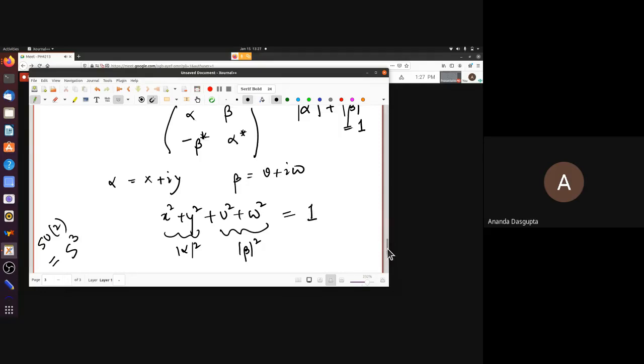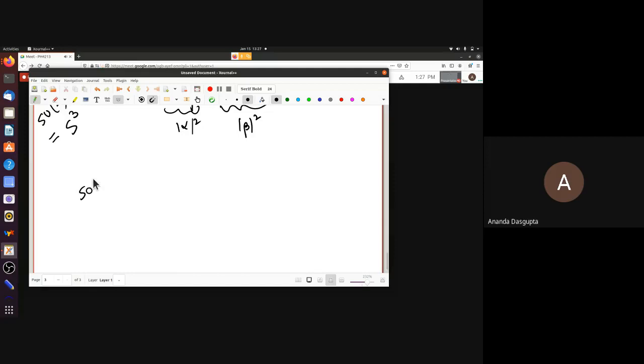What that means is, while SO3 is doubly connected, so has a rather non-trivial topological feature that way, SU2 is simply connected.